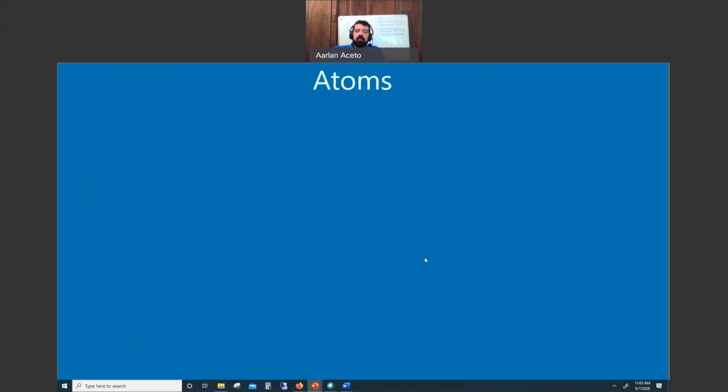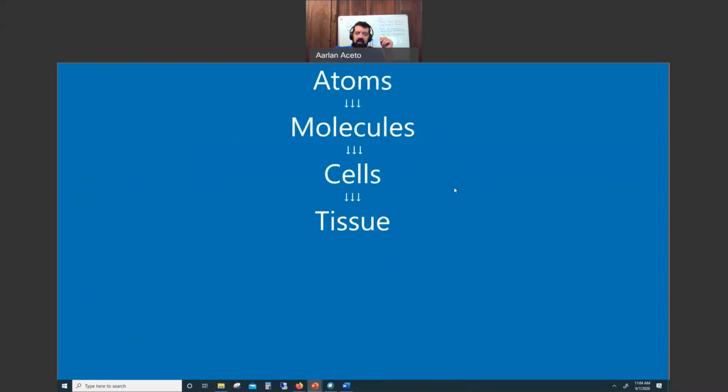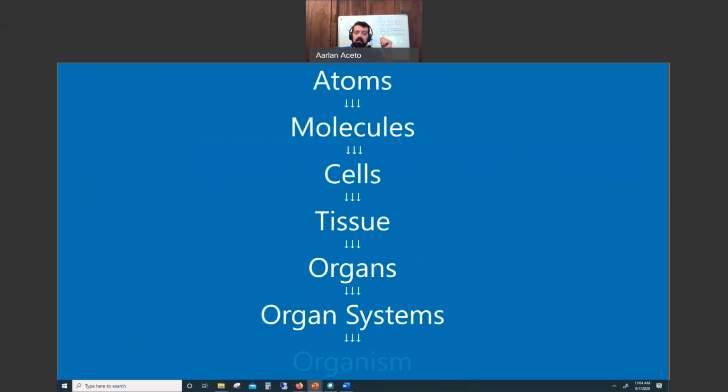And what we always do is we look at how this goes down. So we start with atoms. They comprise molecules. The molecules bind together. Those become cells. Simplest to most complex. Cells can start to get together and form tissue. Tissue can form organs, organ systems, and then we get to the actual organism.